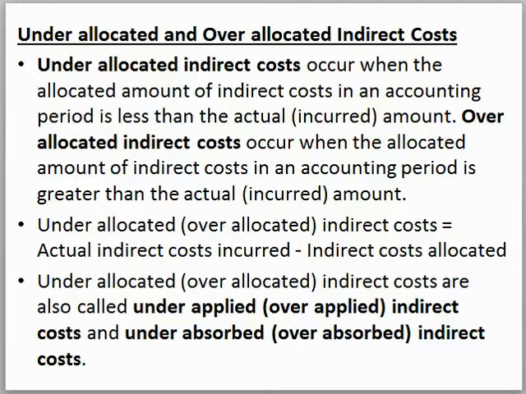We calculate the under or over allocated indirect costs by subtracting the actual indirect costs incurred minus the indirect costs allocated. So, under allocated or over allocated indirect costs are also called under applied or over applied indirect costs, and under absorbed or over absorbed indirect costs.